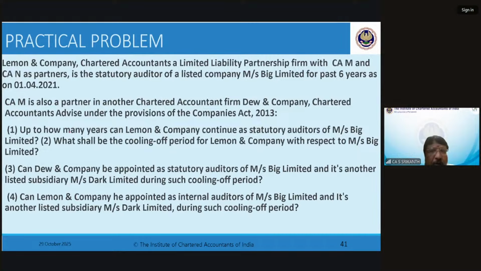Cooling period is only for Lemon and Company with regard to Big Limited, Due and Company with regard to Big Limited. For Dark Limited, there is no need for cooling period because it is a subsidiary. Babaji, I hope you have understood.